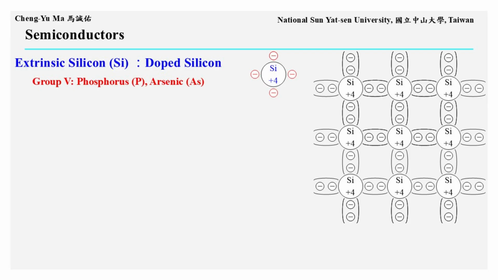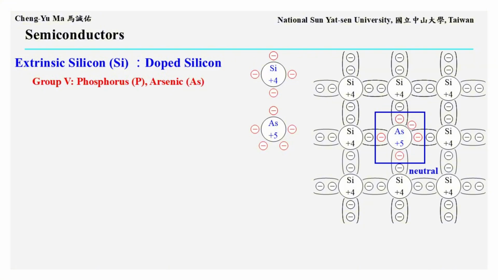The first category is group 5 elements, mainly phosphorus and arsenic. Taking arsenic as an example, the inner core of a group 5 element has a charge of positive 5q, formed by the protons in the nucleus and the inner shell electrons. The outermost shell has 5 electrons, forming a neutral arsenic atom. If one neutral group 5 element replaces one neutral silicon atom in the silicon crystal, the semiconductor is still neutral.